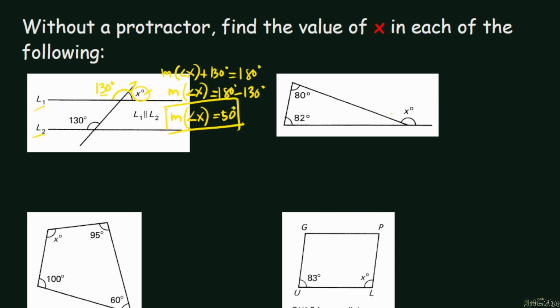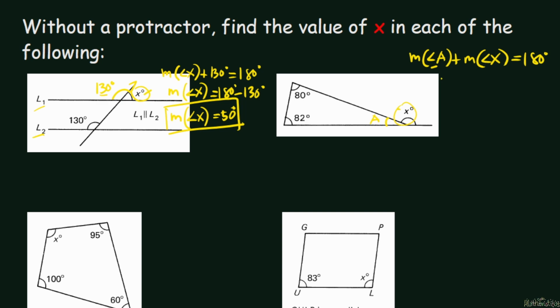Next, this one, find the value of x. So if we have an angle here, let's say A, this angle is supplementary to this angle here, x. So we can write that the measure of angle A plus the measure of angle x is equal to 180 degrees. But we need to find the measure of angle A first.